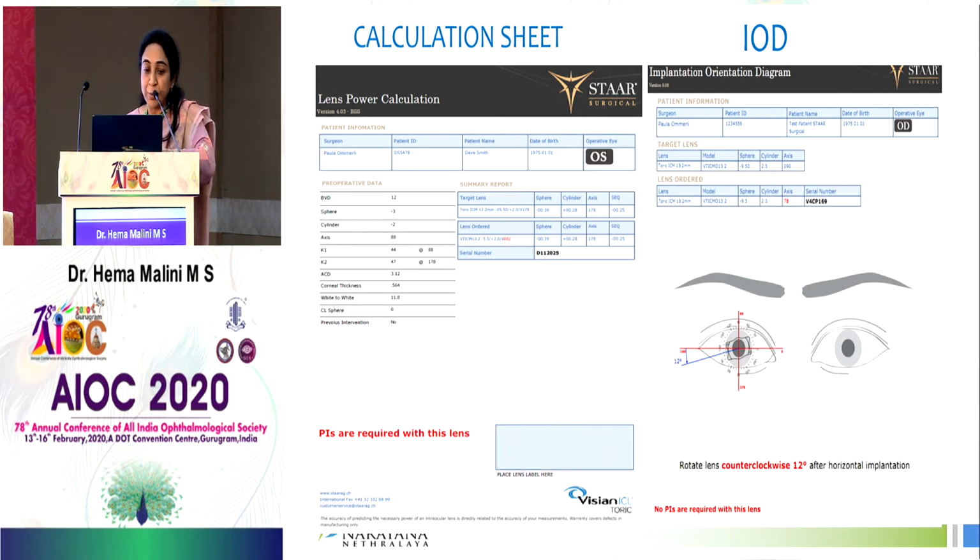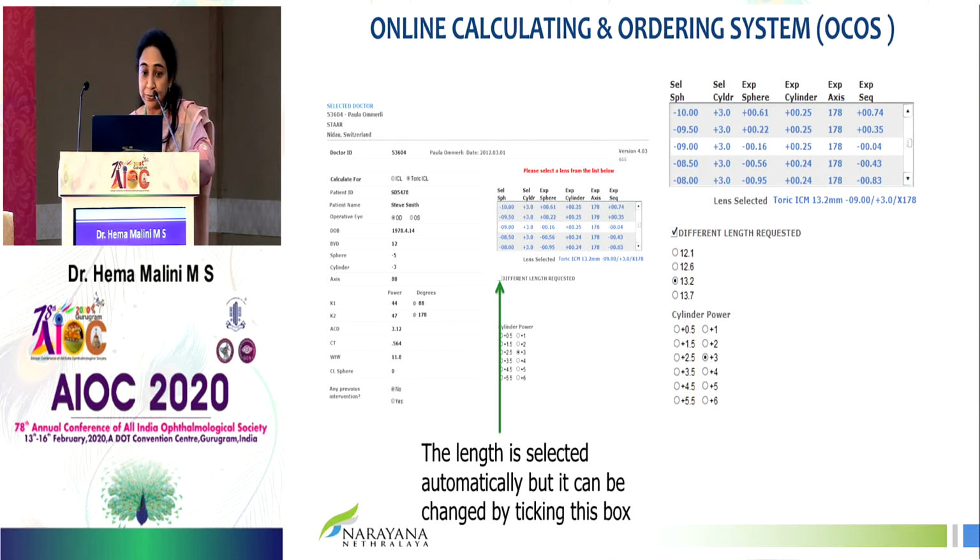So this is a prototype of the calculation sheet on the left hand side, wherein the various parameters have to be filled in, and on the right hand side you see the implantation orientation diagram, which will exactly tell us how the ICL needs to be aligned. This is in case of a toric ICL.